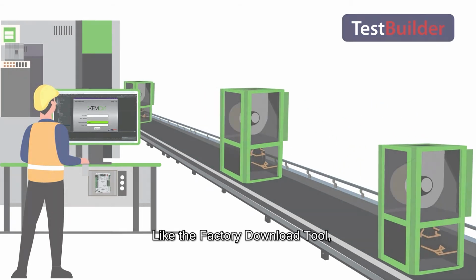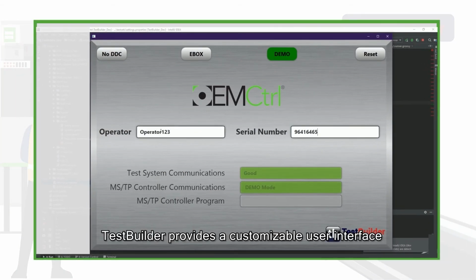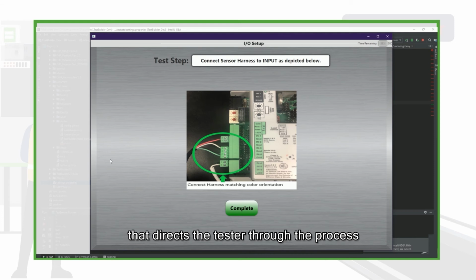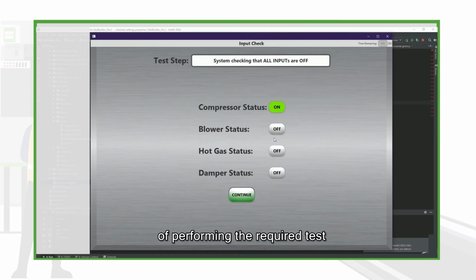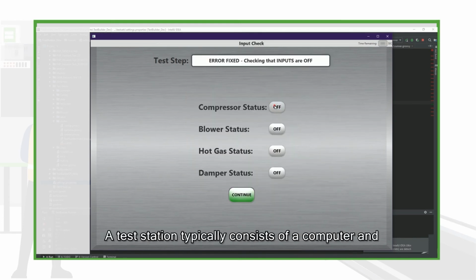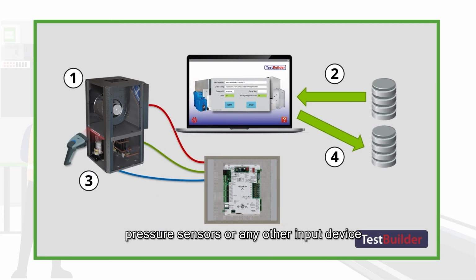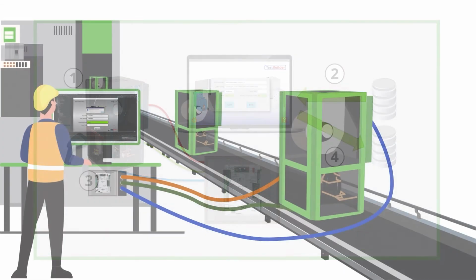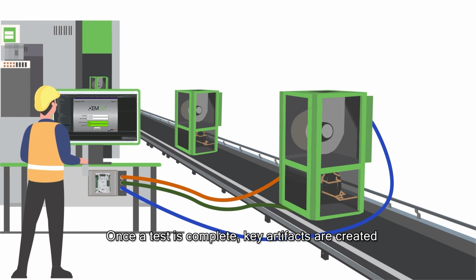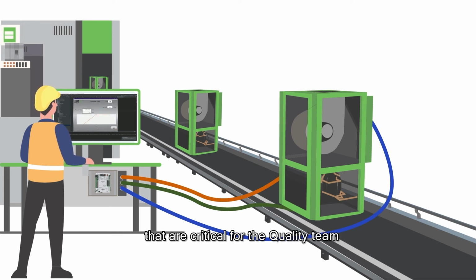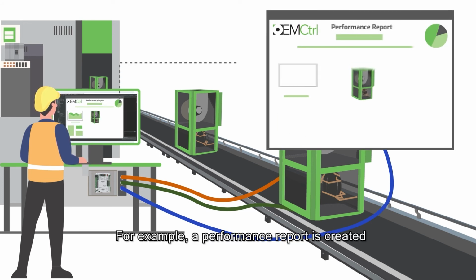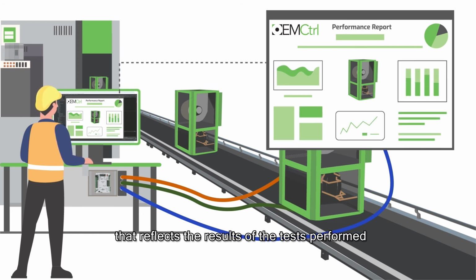Like the factory download tool, Test Builder provides a customizable user interface that directs the tester through the process of performing the required test. A test station typically consists of a computer and a controller, with inputs like temperature sensors, pressure sensors, or any other input device that might be needed for the test. Once a test is complete, key artifacts are created that are critical for the quality team. For example, a performance report is created that reflects the results of the tests performed.